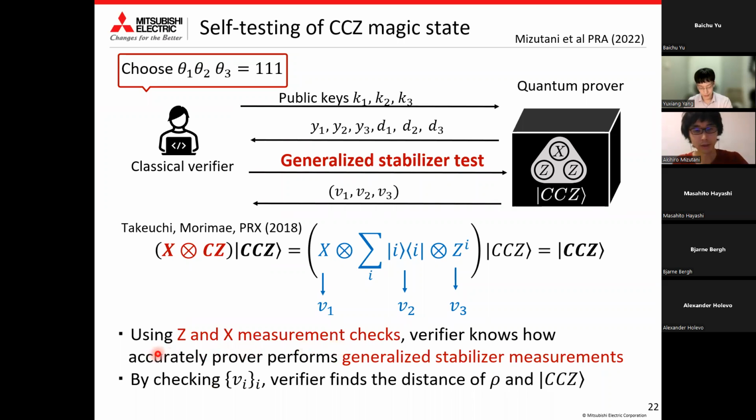And as I explained, the verifier checks the Z and X basis measurements. Using this information, the verifier knows how accurately the prover performed the generalized stabilizer measurements. So by checking the outcomes of generalized stabilizers, the verifier finds a lower bound on the distance between rho and the target state. Here rho is the general prover's state after returning the information of D.